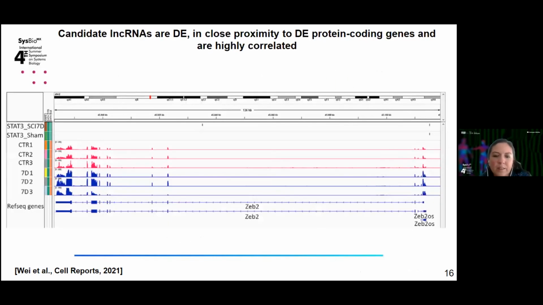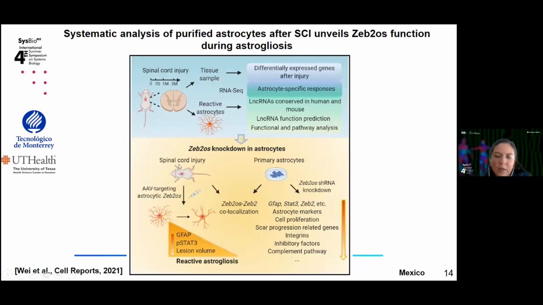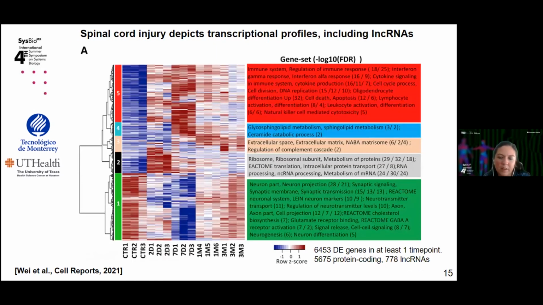We validated this through a knockdown. As I mentioned, we knocked down CEB2OS, and we observed that after the knockdown in vivo, there was a decrease in the fibrosis in the spinal cord, in the astroglial scar. There was also a lower expression of CEB2 and a lower expression of phosphorylated STAT3. GFAP is a marker for reactive astrocytes. So that gives us some candidates for a therapeutic target that could be validated in the clinic.